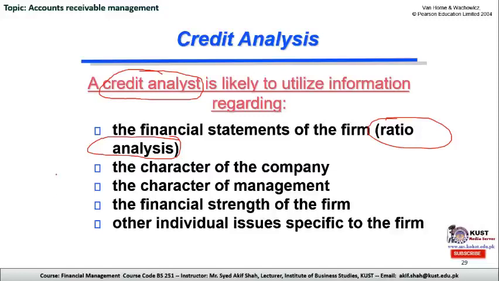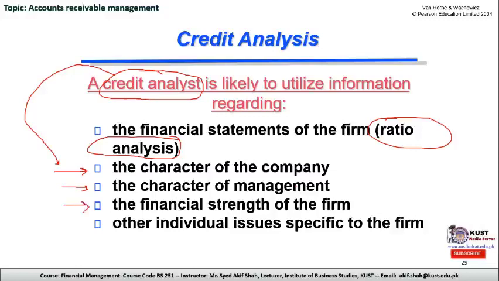Secondly, we can see the character of the company. Character of the company means that the credit analyst in the supplier company will check the character of the company. There are certain companies which approach our company or suppliers for credit purchases, however their behavior is not good with the suppliers and they usually delay their payments. The third step is to check the character of the management, like in the top management, what kind of people are residing there and what are their behavior and attitudes towards payment on credit purchases.